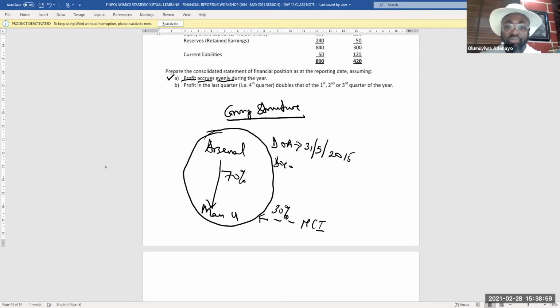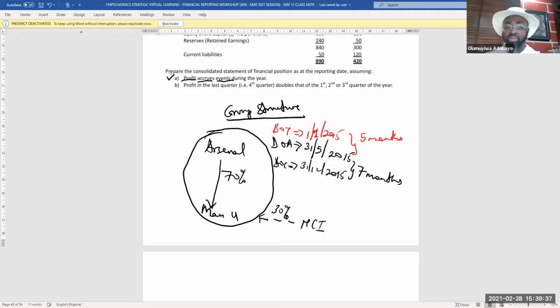What's our date of consolidation? 31st December 2015. Now, if you check this period, this is 7 months from the date of acquisition to our reporting date. Whereas the year begins, beginning of the year, was 1st of January 2015, which when you compare with this date, it is 5 months into the year that the acquisition took place. All in all, this gives 12 months, full year.